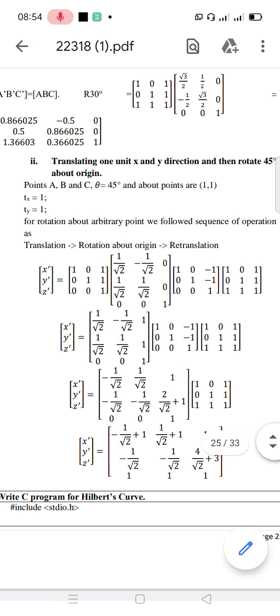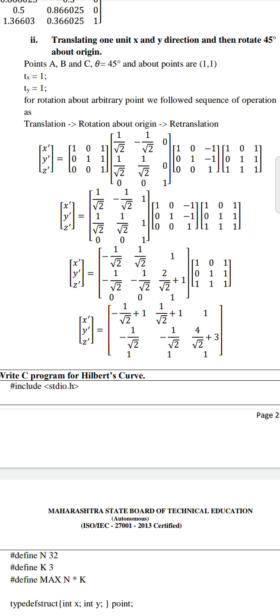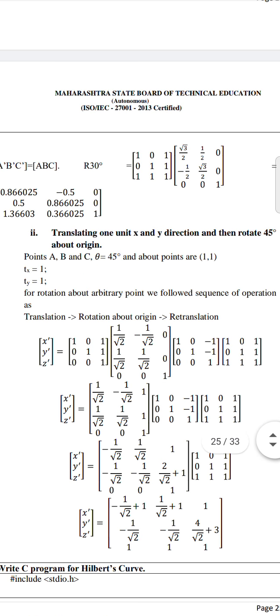When you get the final answer, that is the new coordinates of the triangle. Initially it is x, y, z, now it is x dash, y dash, z dash. So you are obtaining the new coordinates, which are represented in the final result. In this fashion you can perform a set of transformations, in cases where you have to perform a composite transformation: translation followed by rotation followed by retranslation.